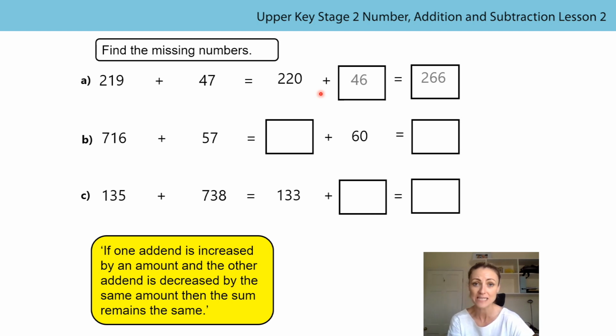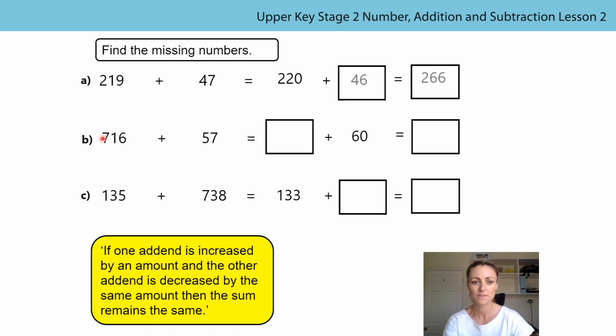I'd like you to pause the video now. I'd like you to read each question, considering what we know, what's known and what's unknown, and then using what you know in the first calculation to consider how the addends have been adjusted in the second and to find those missing values. Pause the video now and have a go yourself.